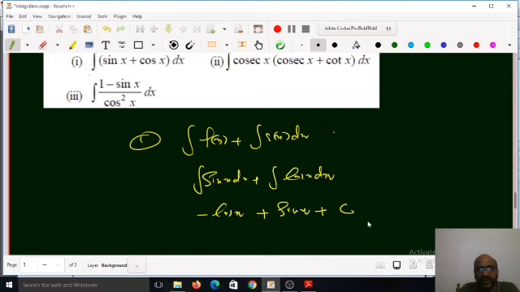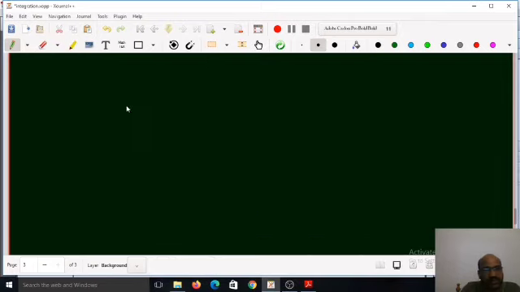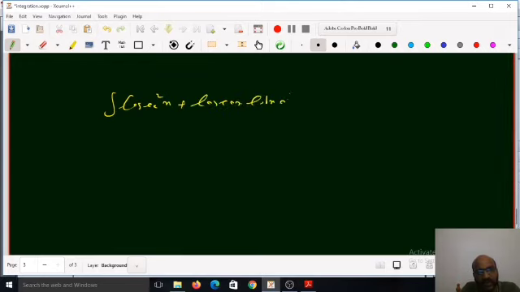Okay, that is enough. Second question is integration of cosec x into cosec x plus cot x. Actually we don't know the product rule of integration. So we have to convert into sum of two functions. How we can convert into sum of two functions? Just expand the bracket. Okay. So we'll get integration of cosec square x plus cosec x into cot x dx.